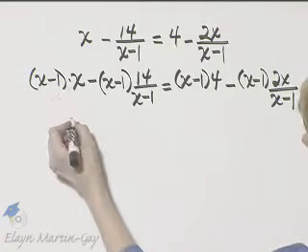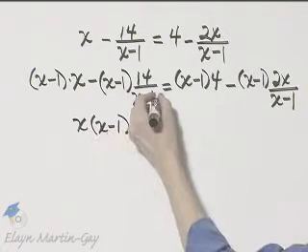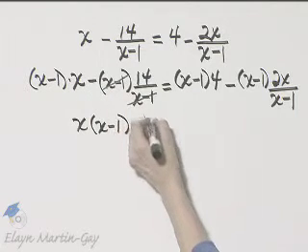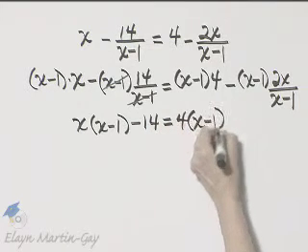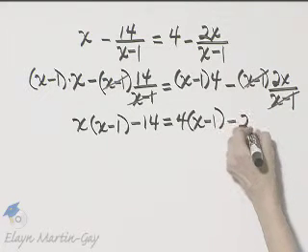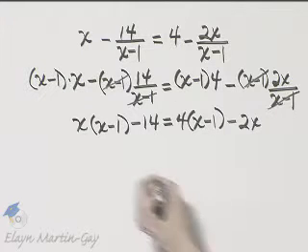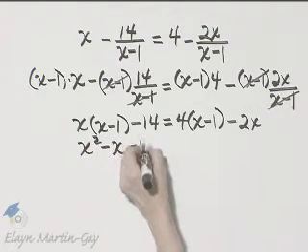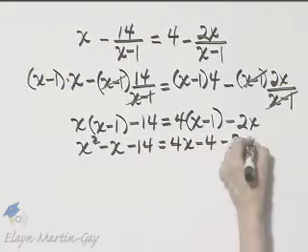Here I have x times x minus 1. I'll just rewrite that. X times x minus 1. Here the x minus 1's divide out. Now be careful, that's minus 14 then, is equal to, I'll have 4 times x minus 1. I'll work on that in just a moment. And then these x minus 1's divide out, and I have minus 2x. Now let's remove parentheses and start solving. That's x squared minus x minus 14 is equal to 4x minus 4 minus 2x.